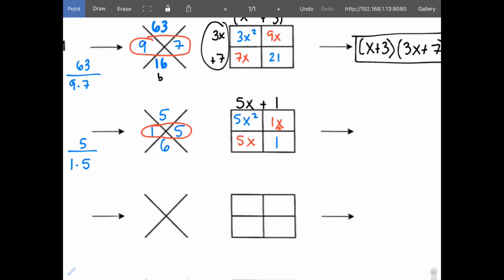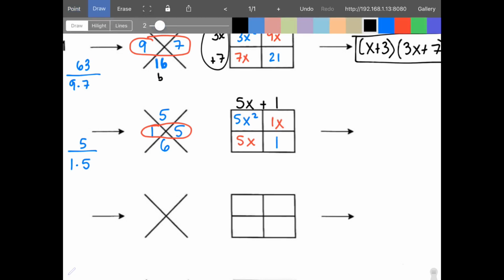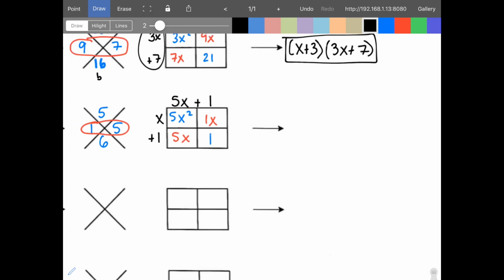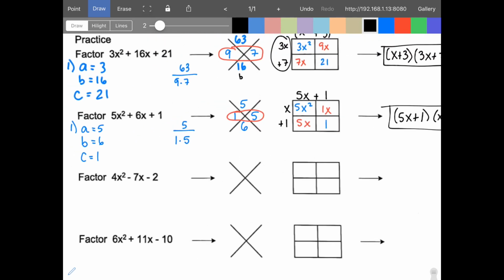And then from 5 and 1, there's no factors that can come out except for 1. But what about x squared and x? So we can pull out an x from those two. And then 5x and 1, we can pull out a positive 1. Okay, so now I can go straight into this. 5x plus 1 and x plus 1. And that's the factored form.